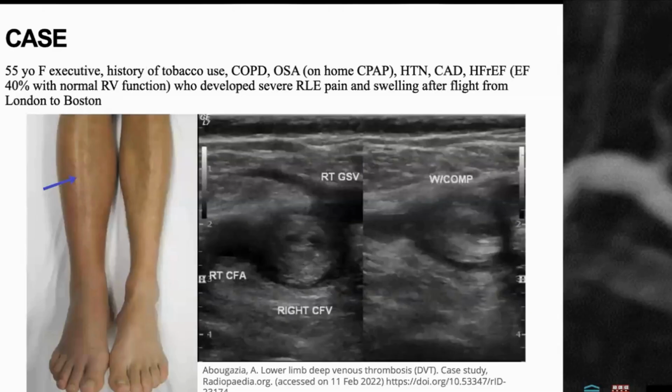So starting out with the case here. We have a 55-year-old female. She's got some comorbidities: COPD, sleep apnea, hypertension, heart failure. And she developed severe right leg pain and swelling after a flight from London to Boston. So pretty long flight. So when she comes to the ED, this is what you see, right? An asymmetrically swollen and red right leg compared to the left. Of course, your first instinct is going to be to get an ultrasound, and that confirms your obvious suspicions of deep vein thrombosis in the right leg.